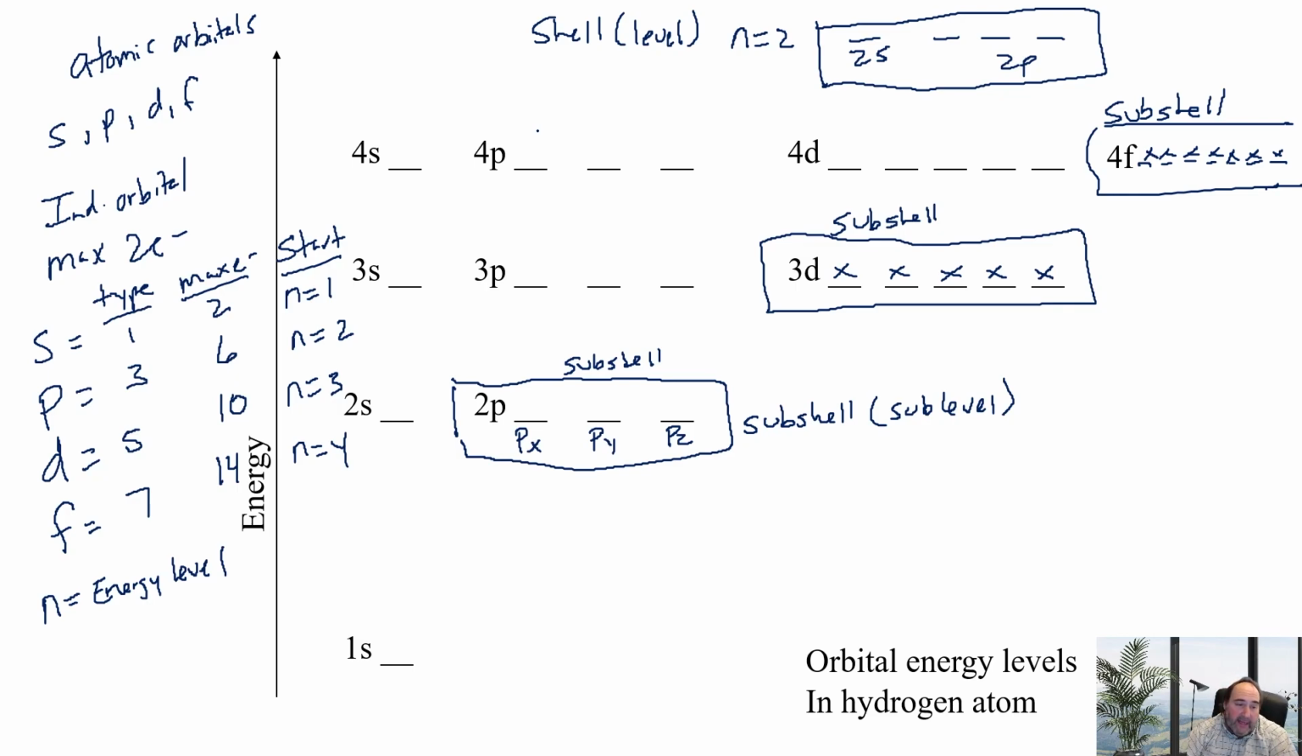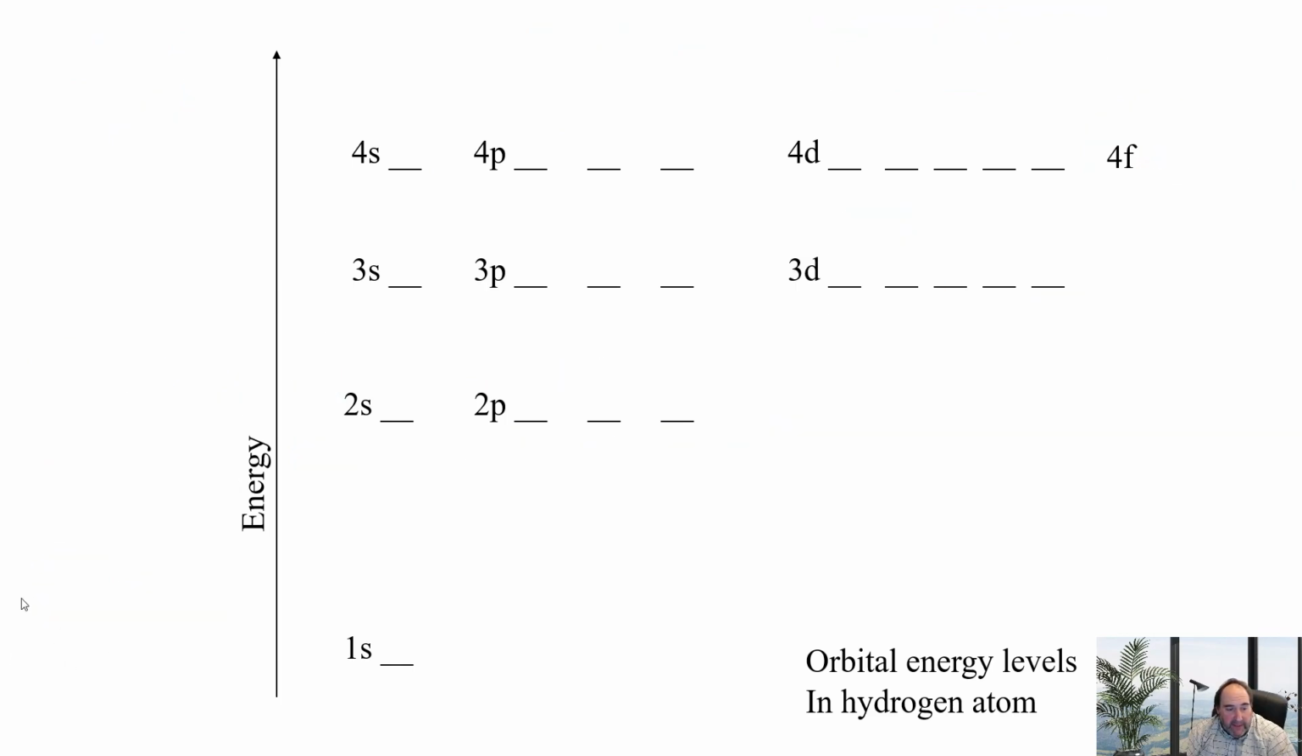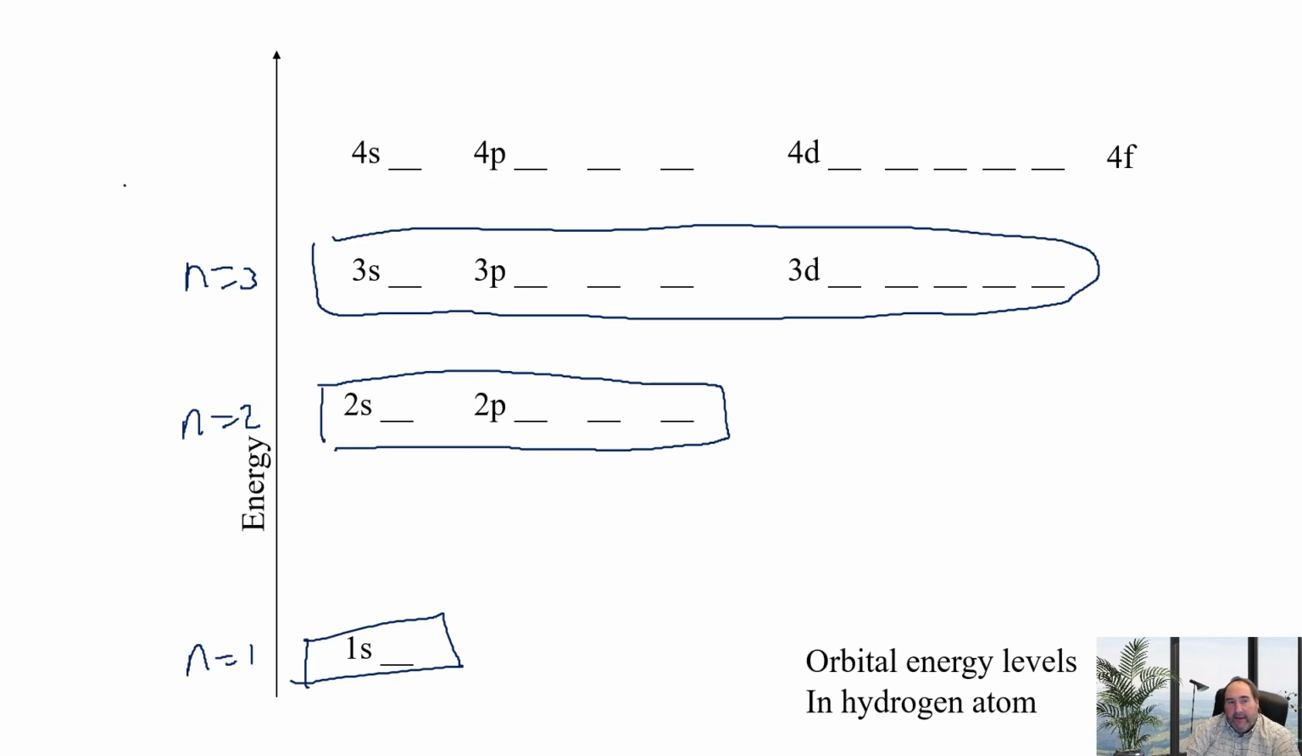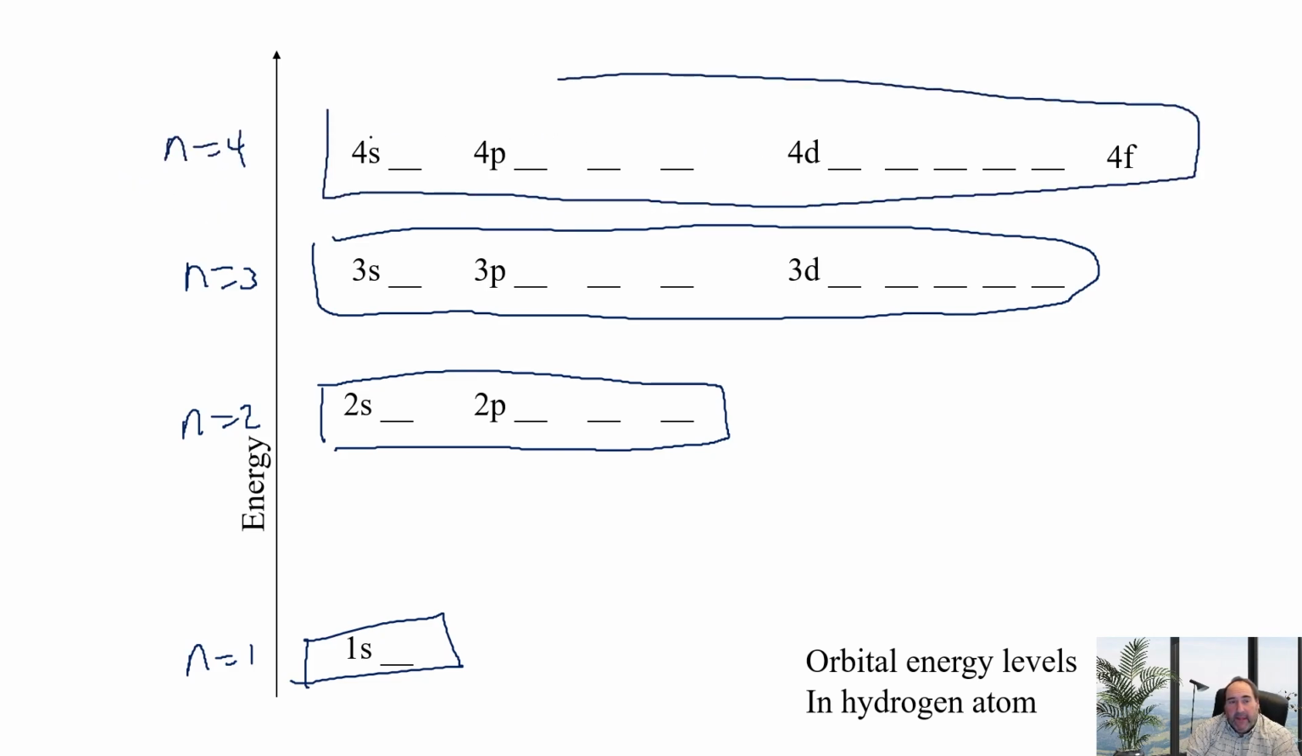And what I mean by that is, let me erase everything I just put on there so we can see. What I mean by that is all the orbitals on the n equals one, there's only one, are on the same energy level. All the ones on the n equals two are equal in energy. Everybody on the n equals three is also equal in terms of energy. Everybody on n equals four is also exactly equal in energy. And this is what happens with hydrogen.